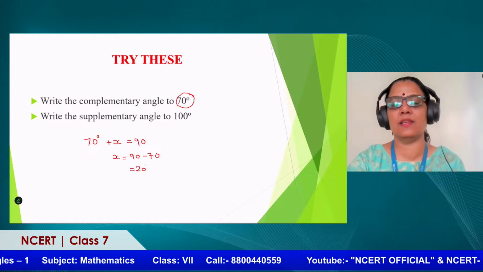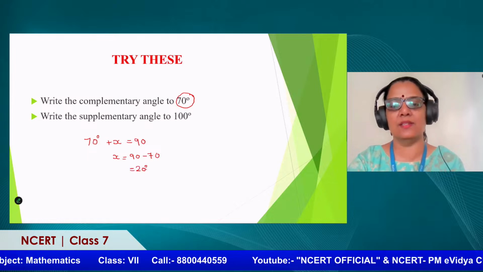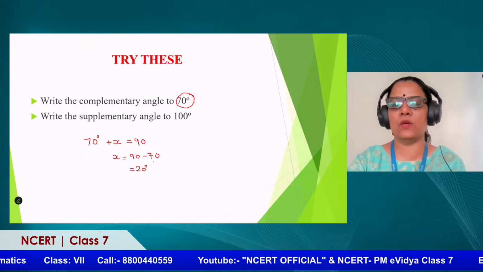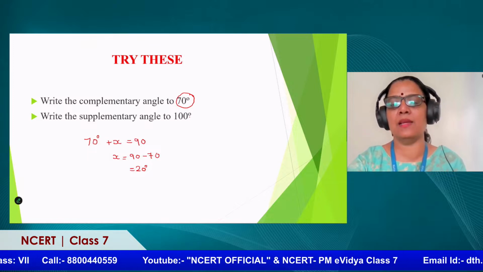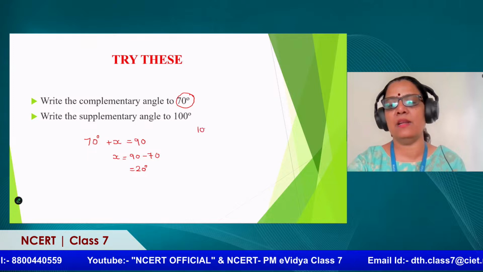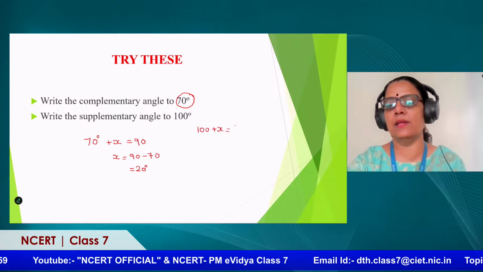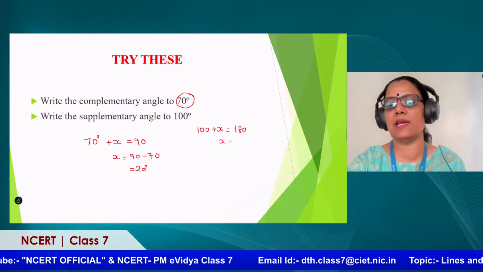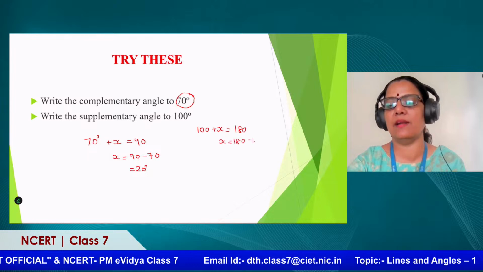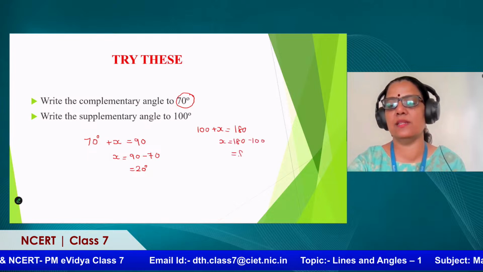This is why we learned linear equations, simple equations earlier. So we should know how to solve it. Okay. Similarly, the supplementary angle to 100. 100 plus x is 180. So we can take x as 180 minus 100, which is 80 degrees.